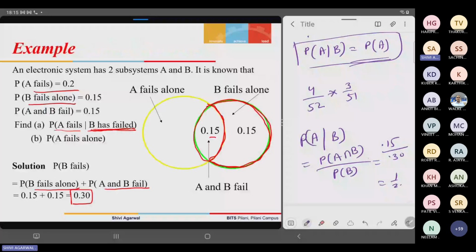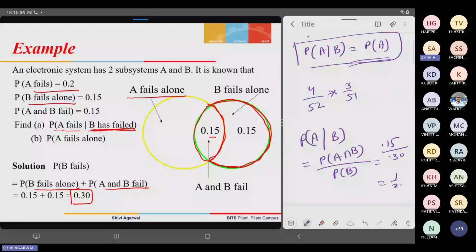Most of the time we are just sticking to the two events only. But we are also mentioning here the total probability law when we are going for the n events. In a general formula, we are using the n events also.